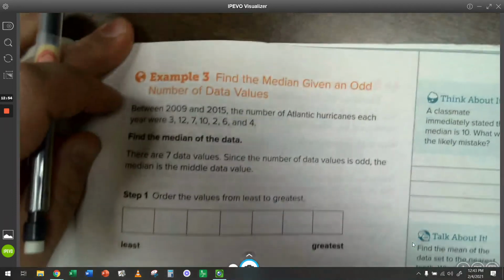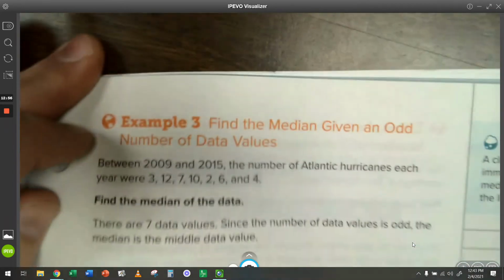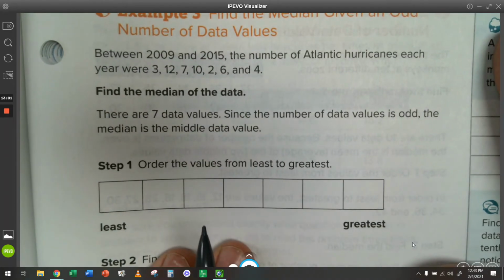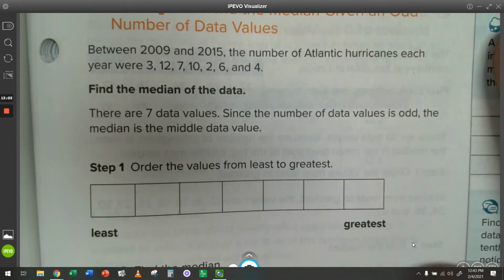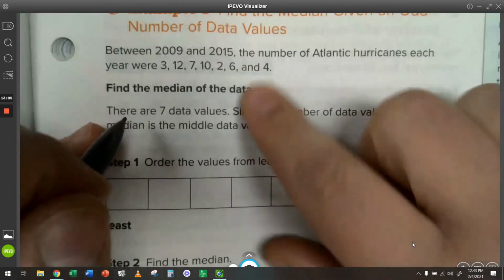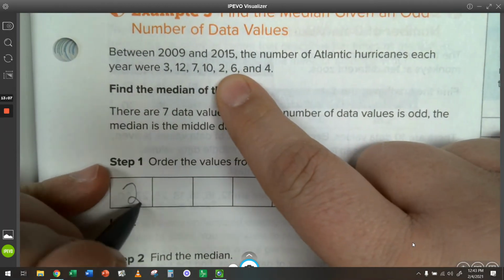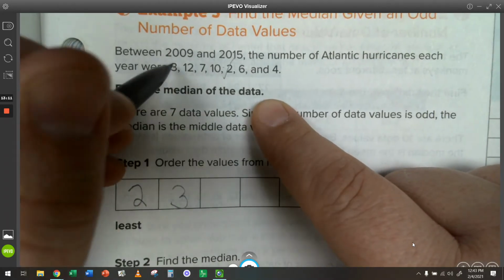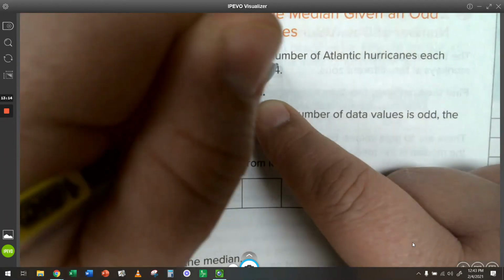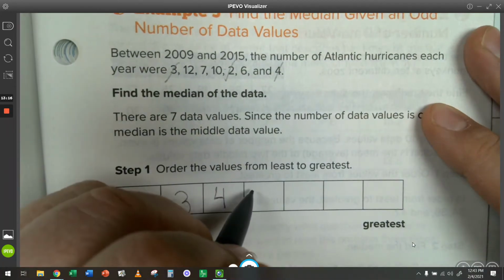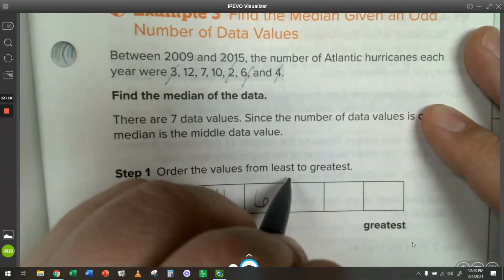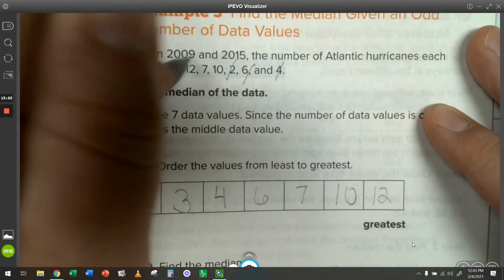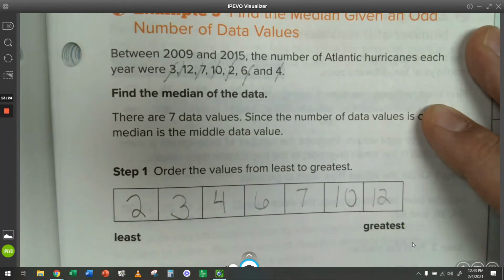Between 2009 and 2015, the number of Atlantic hurricanes each year were 3, 12, 7, 10, 2, 6, and 4. First step, organize it least to greatest. The smallest number here is 2. I'm going to cross it out when I use it so I don't make a mistake. 3, 4, 6, 7, 10, and 12. 7, 10, 12. There we go.